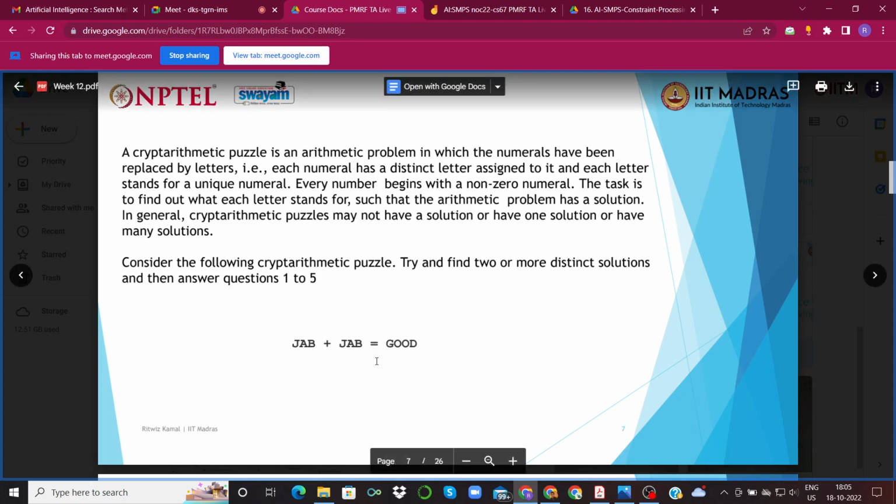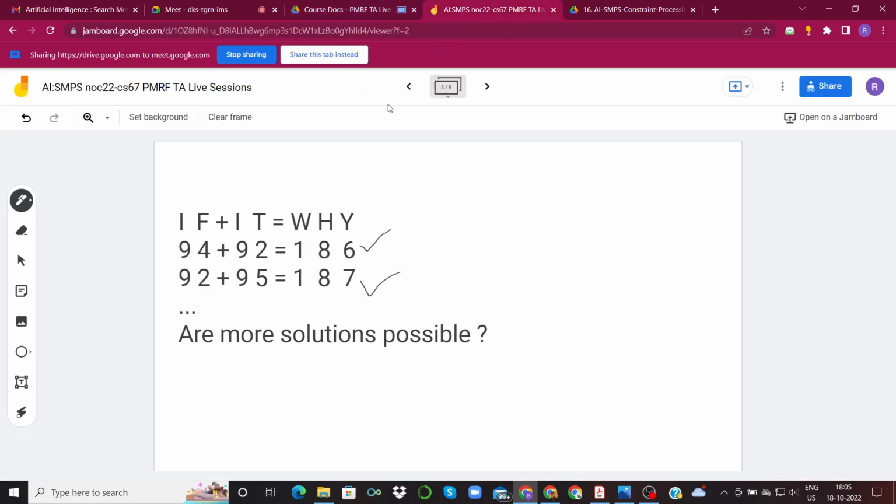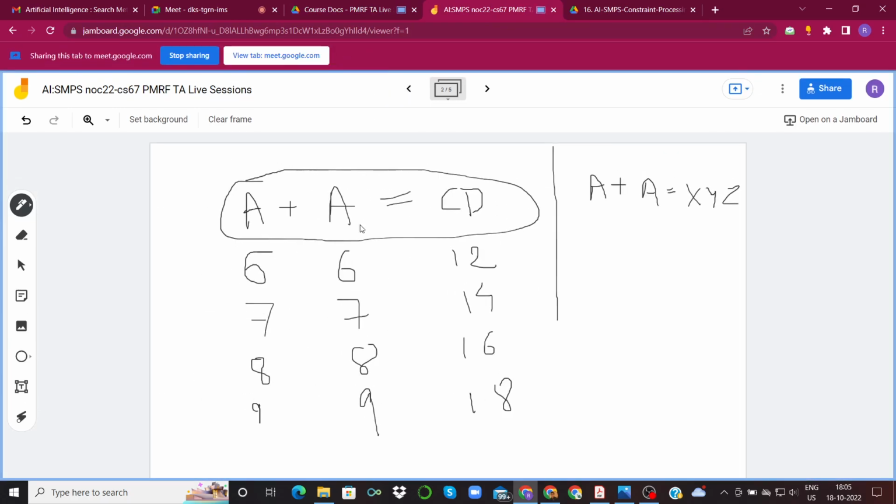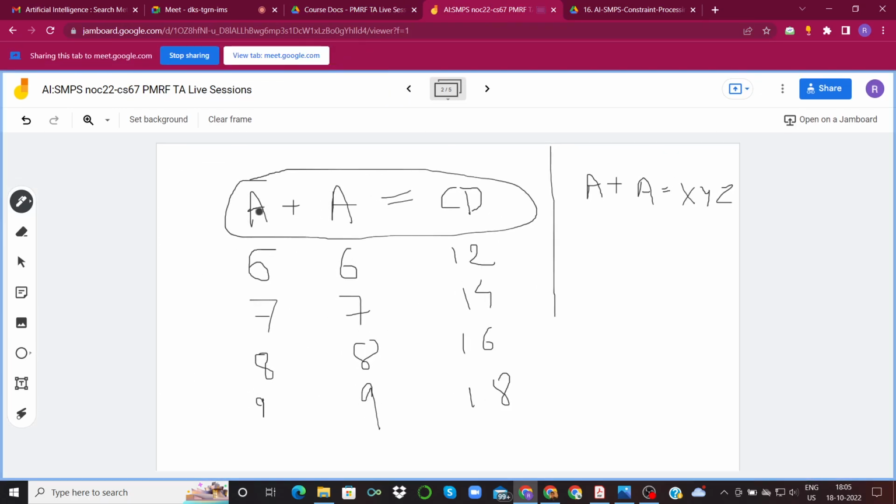this equation is satisfied. If we go back to the previous problem, suppose we have an equation like A plus A equals CD. This could have been B plus B or C plus C or whatever. Now if we assign A as 6, then we see that 6 plus 6 equals 12 is a possible solution to this problem, because if we assign A as 6, we get C and D as 1 and 2 respectively.